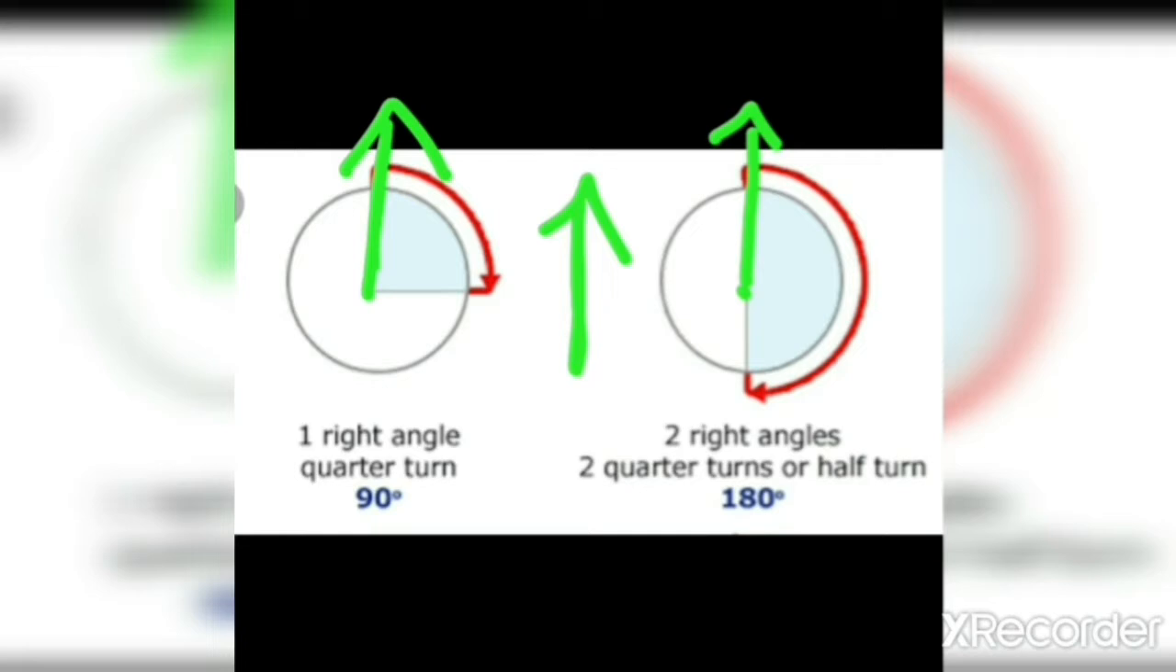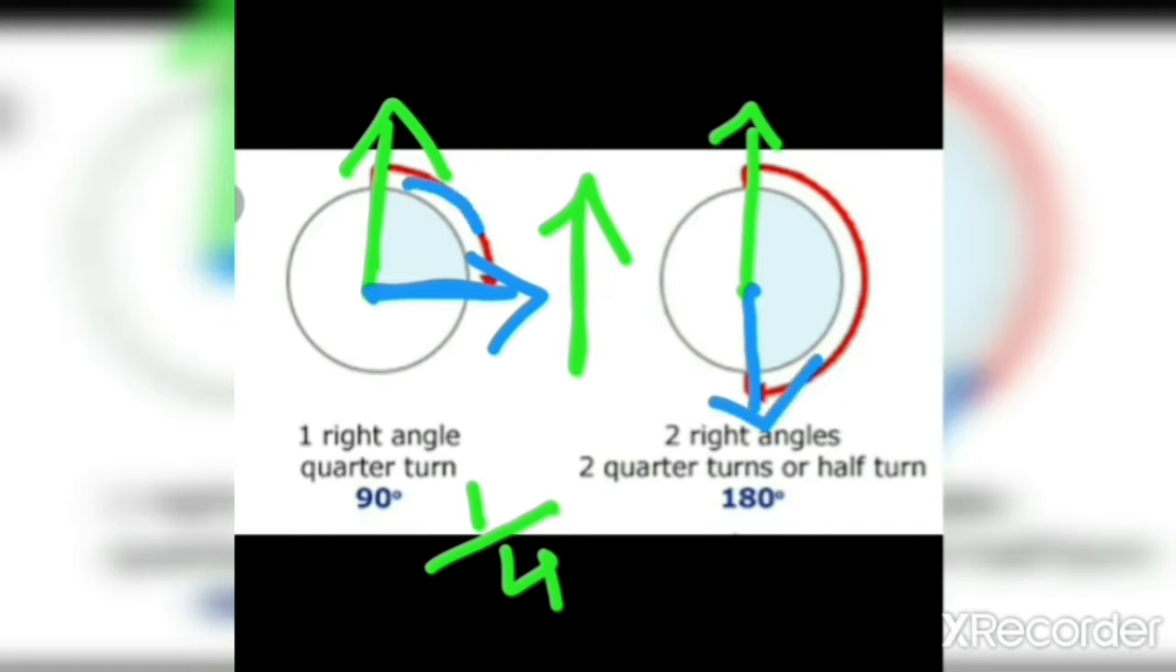That means 1/4 turn. If we rotate the object by 90 degrees, we have completed 1/4 turn. So if I tell you to rotate this arrow by 1/4 turn, what will you do? You will draw an arrow like this. It is rotated by 1/4 turn. And if I tell you to rotate this arrow by half turn, then what will you do? You will draw an arrow like this.